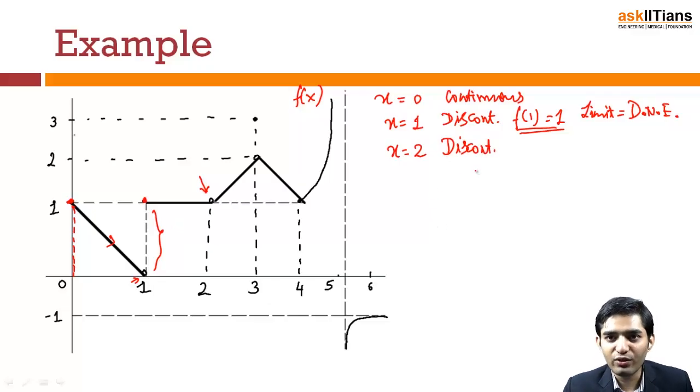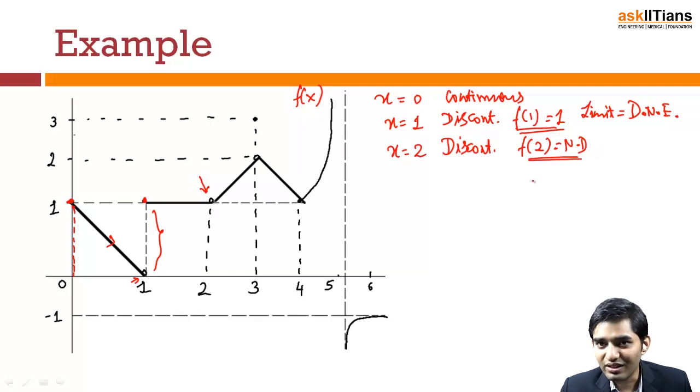But what is the reason for discontinuity? What is f of 2? f of 2 is not defined because there is a circle here and there is a dot nowhere, right? So f of 2 is not defined. So in this case the function is not defined. That is why f(x) is discontinuous at x equal to 2, because f of 2 is not defined, right? So again at x equal to 2 it is discontinuous.